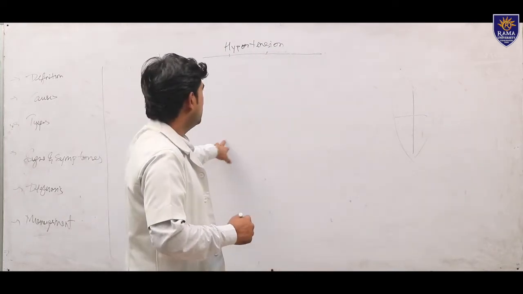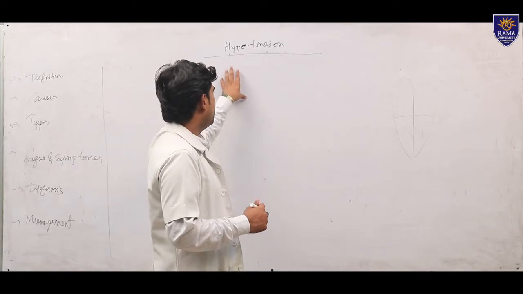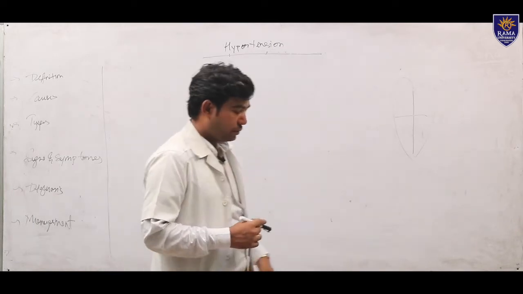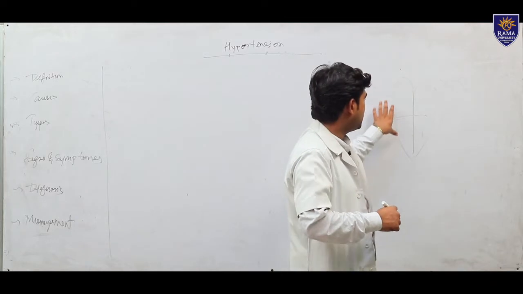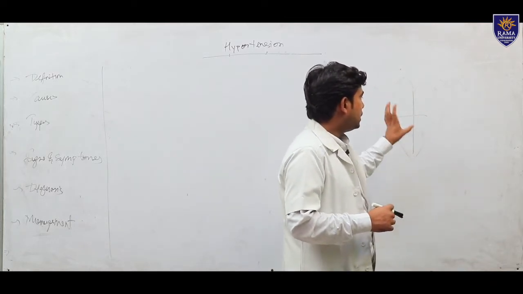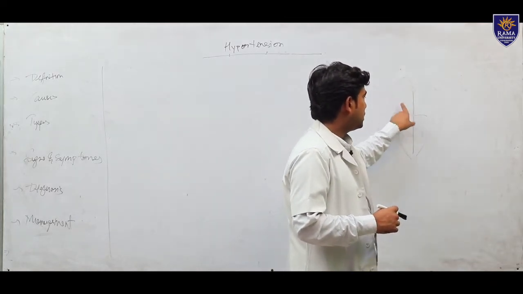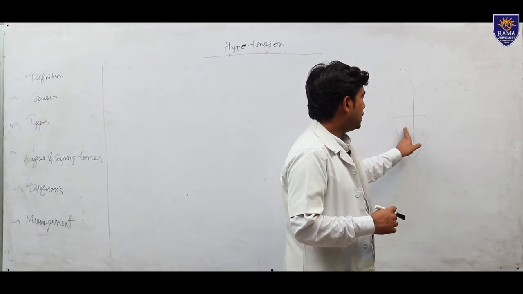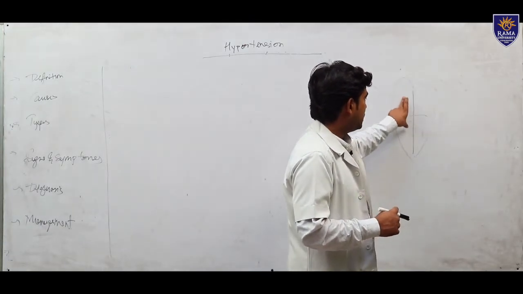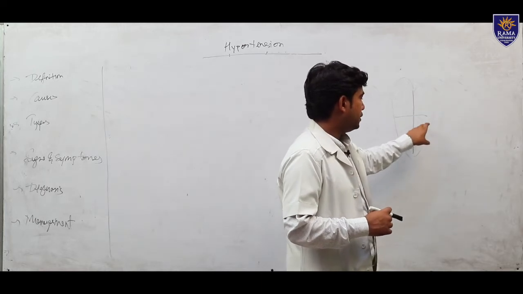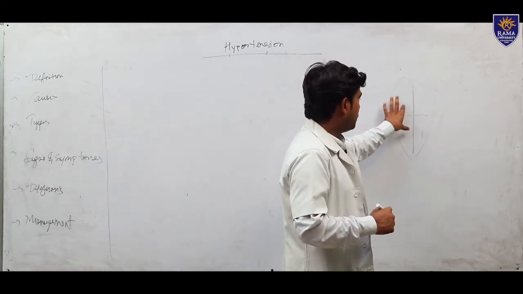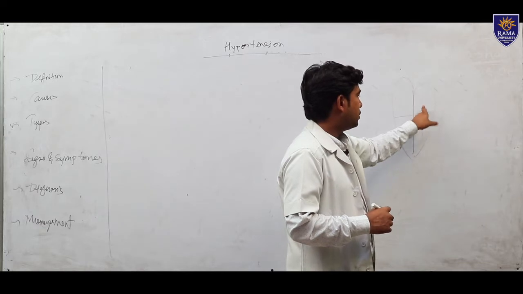Today, new topic. The topic name is hypertension. What is the meaning of hypertension? First, we will see the simple anatomy of the heart. There are four chambers: right atrium, right ventricle, left atrium, and left ventricle. This is the right part and this is the left part. Here, this is the impure blood part and this is the pure blood part.